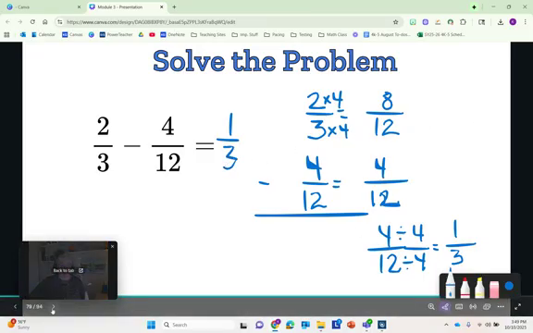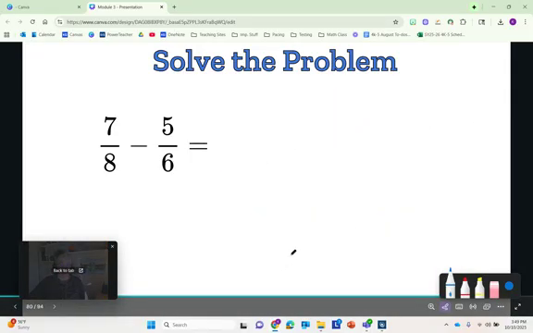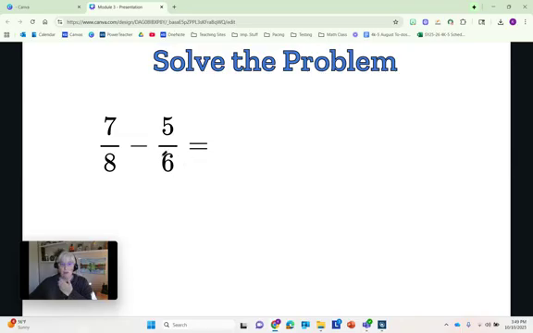Let's look at another example. This is the same process that we did for adding fractions with unlike denominators. We just are subtracting once we come up with our fractions. So this time our denominators are 8 and 6. I need to find the least common multiple. You might already have one in your mind.